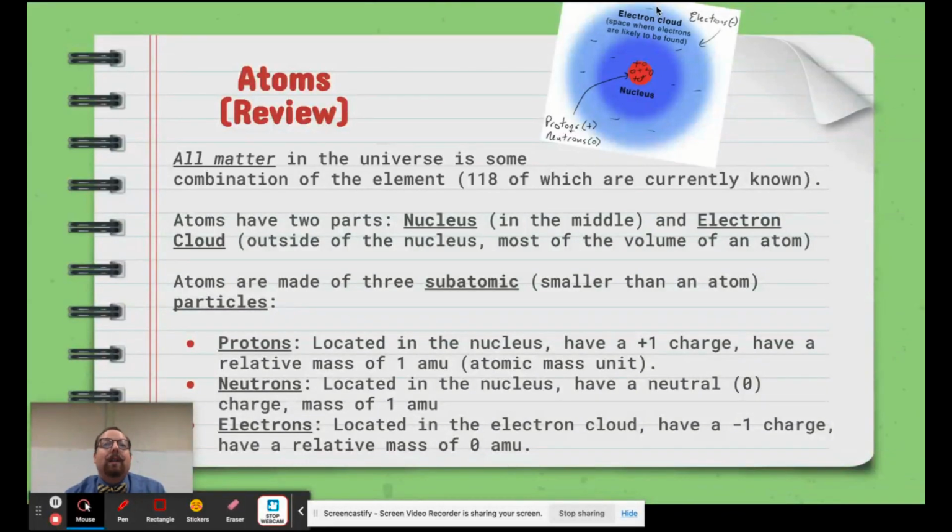of the atom's volume. There are three subatomic particles, that means smaller than an atom, that exist in an atom: protons, neutrons, and electrons. Protons and neutrons both have a relative mass of 1 AMU, and they both exist in the nucleus. The difference lies in their charge. Protons are +1 and neutrons are neutral or 0.